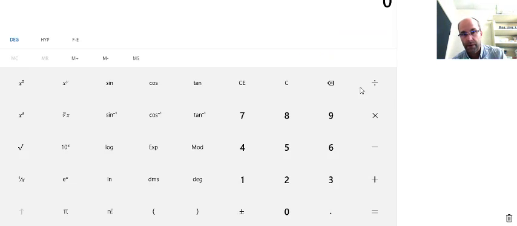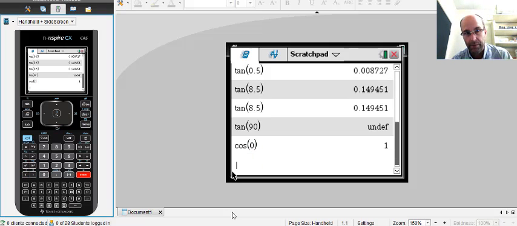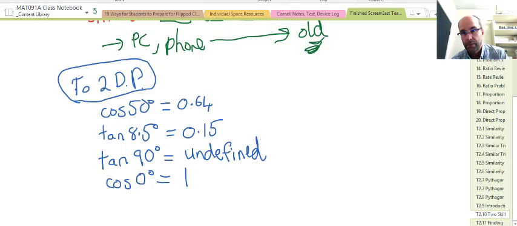What about cos of 0? Try it on the old dumpy calculator. 0 cos, it says 1. Let's try it on the other one. So cos of 0, 1. So when we're starting out, we sometimes get answers we don't expect. There are reasons why tan of 90 is undefined and cos of 0 is 1. We'll get onto that in the future. But hopefully you've got those calculator skills.